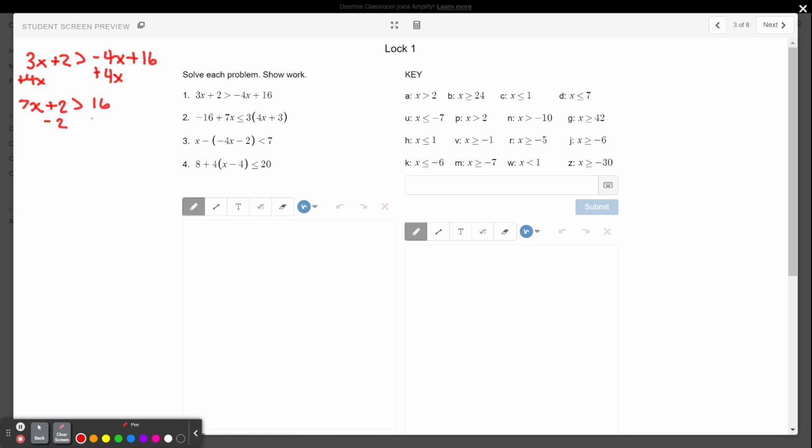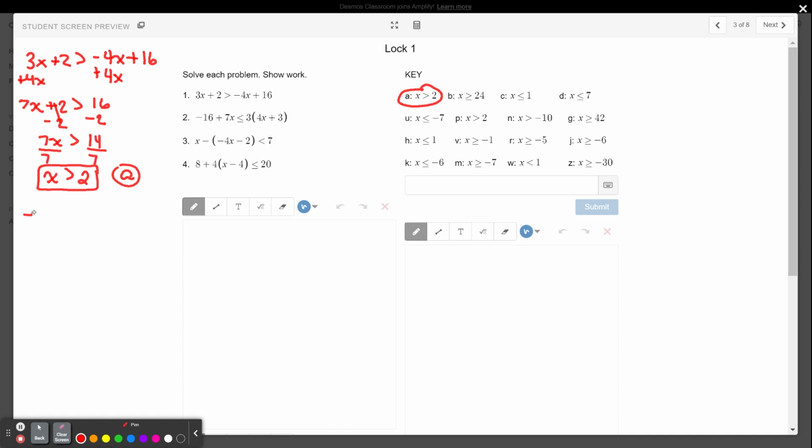And we have a 2-step. We're going to minus 2. We're left with 7x is greater than 14. Divide by 7. Notice that this is a positive 7 divided by on both sides, so we're not going to switch the inequality. So our first answer is going to be A. I'm just going to mark an A right there so I'm aware of it.